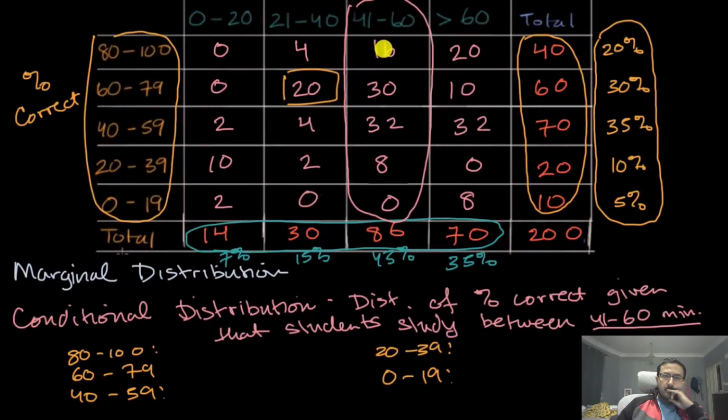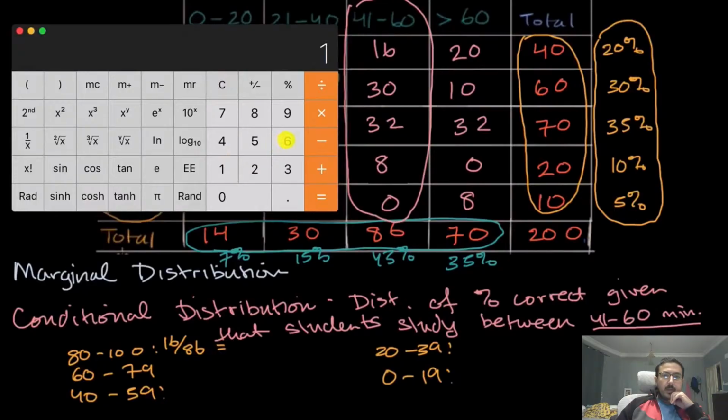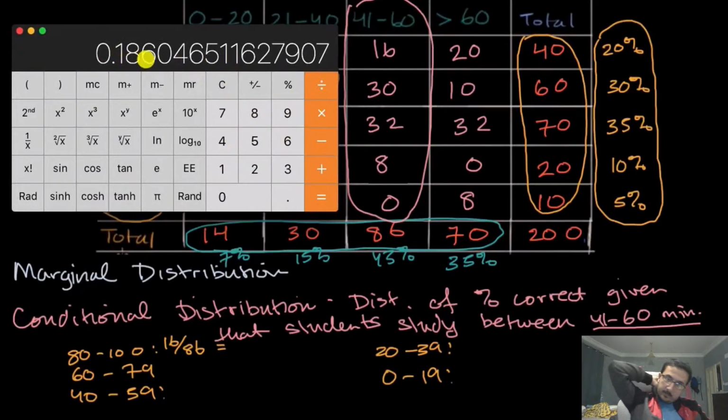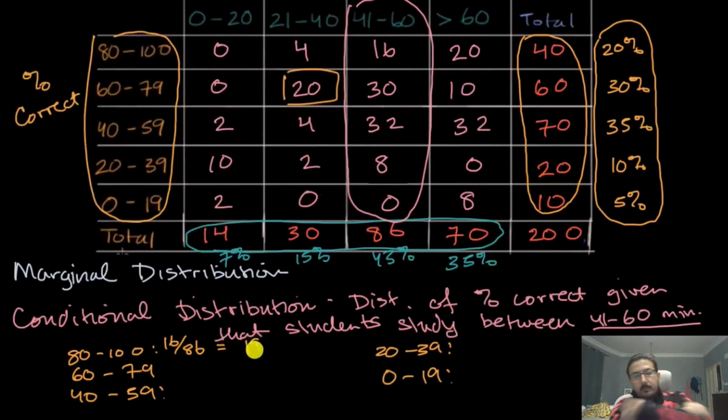So this first one, 80 to 100, it would be 16 out of the 86 students. So we would write 16 out of 86, which is equal to 16 divided by 86, is equal to, I'll just round to one decimal place, roughly 18.6%.